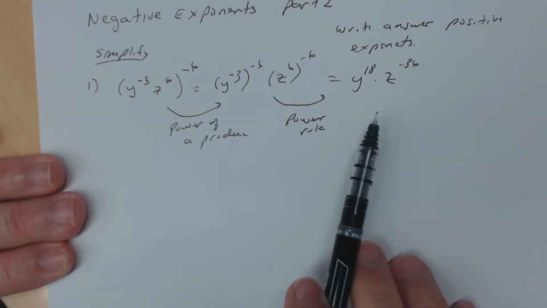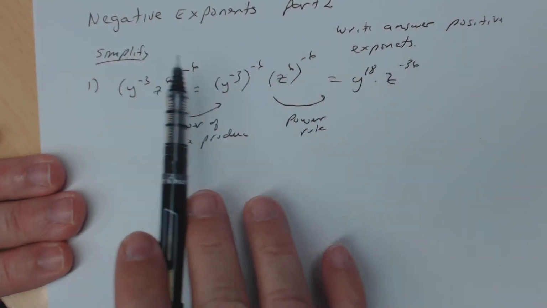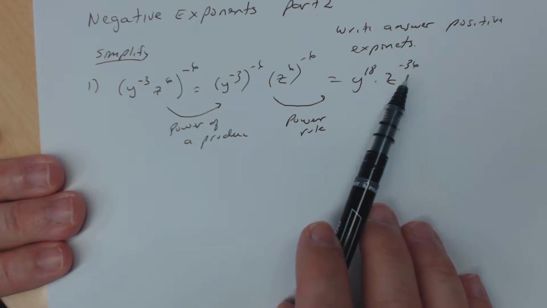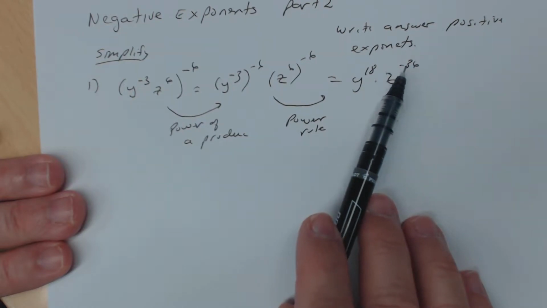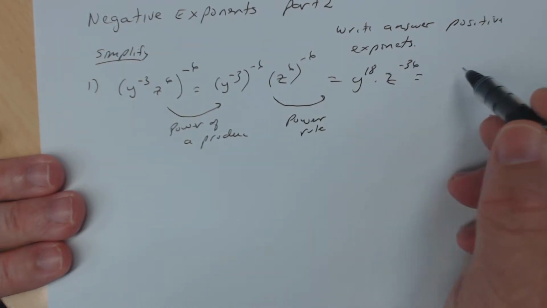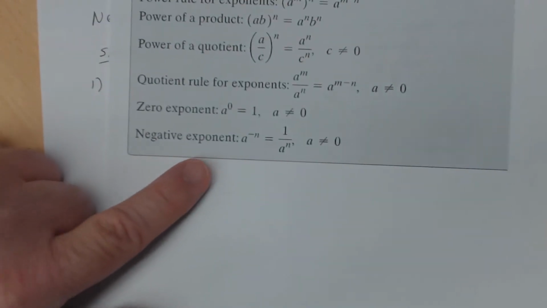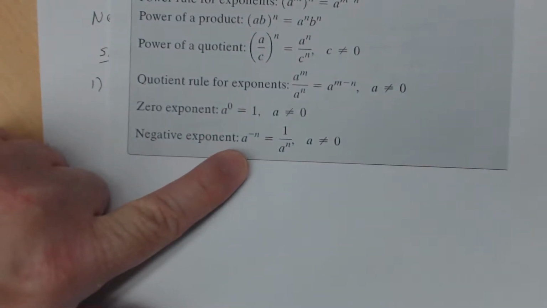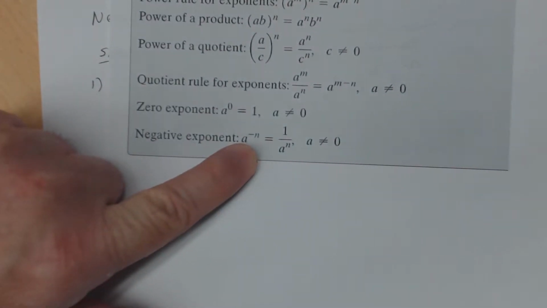Now remember, that's not the answer, because in terms of exponents, you want your exponents to be positive. This is negative. So you have to rewrite this. We're going to use the negative exponent property. That says that if you have a to the negative n, then that's the same thing as 1 over a to the n. So you want to make this positive.